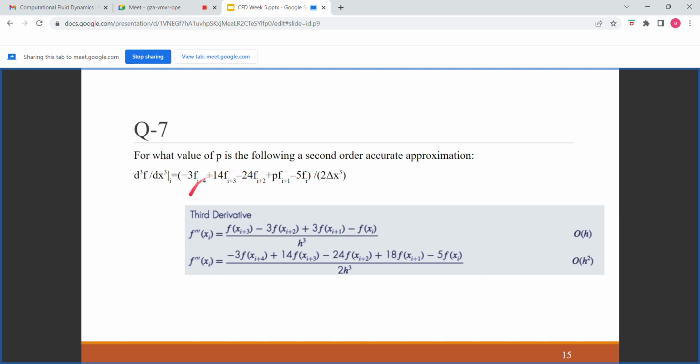So from this it can be seen that for a third order derivative and second order accurate approximation, what is the value of P? We compare it with the known equation, it is 3, 14, minus 24 and P is 18. So from this we can say P is 18. Option 1 is 12, option 2 is 14, option 3 is 16, option 4 is 18. So the answer to this problem is option 4, 18.